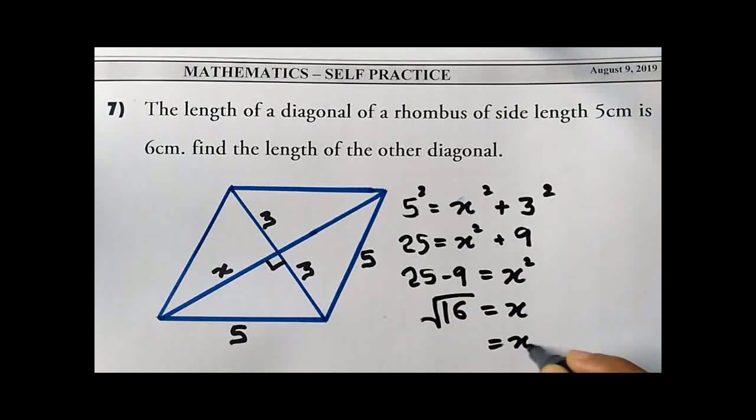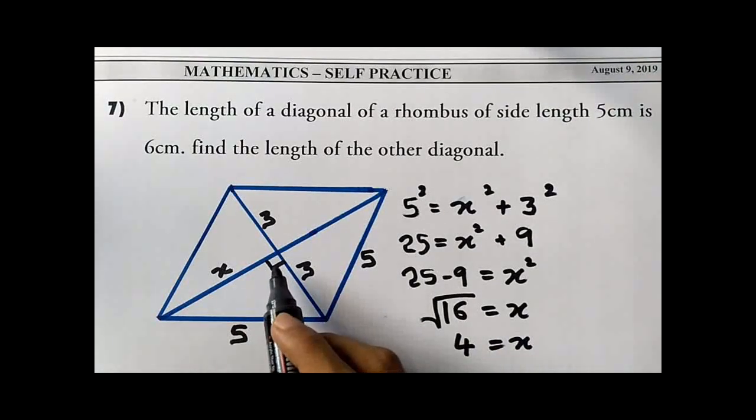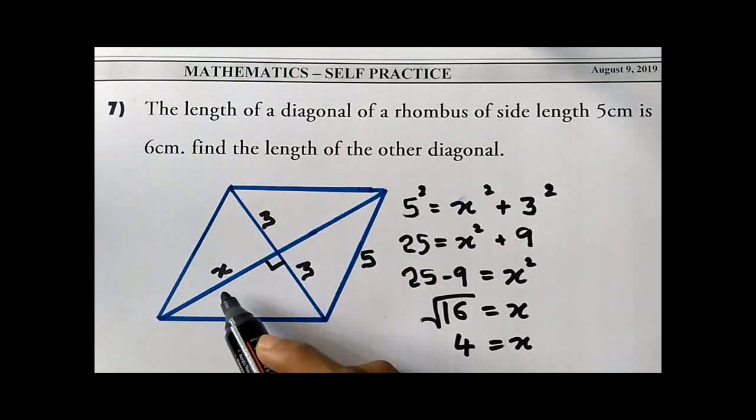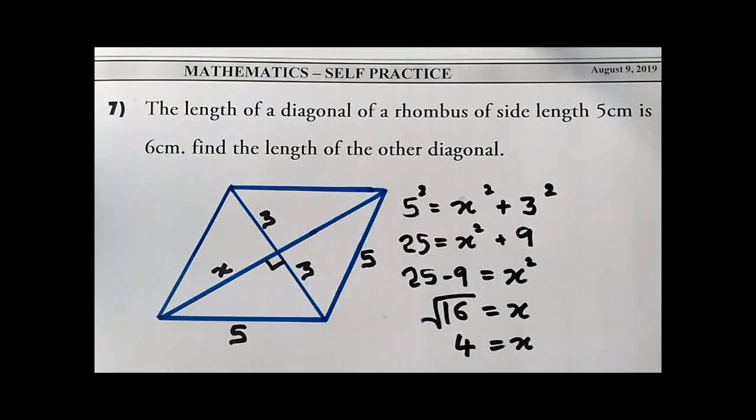so x is equal to root 16, which is plus or minus 4, but for a length that should be on the plus side. So if this is 4, then the total length is 8 centimeters. So the answer is 8 centimeters.